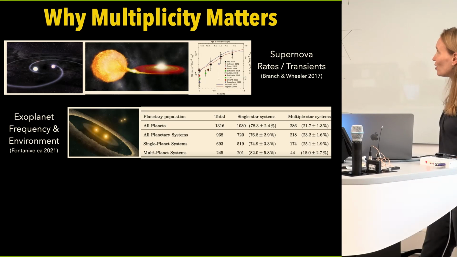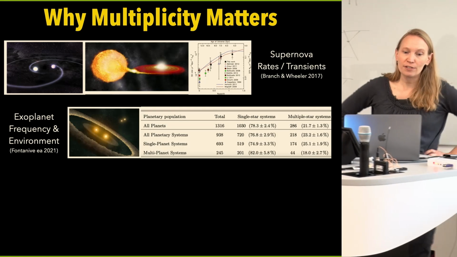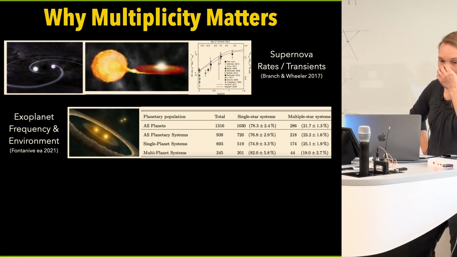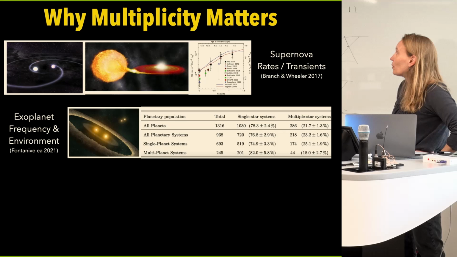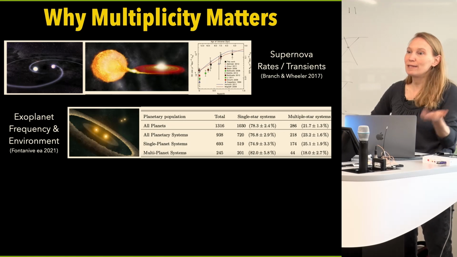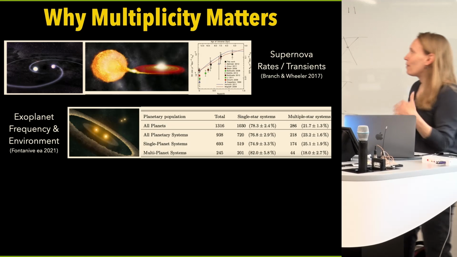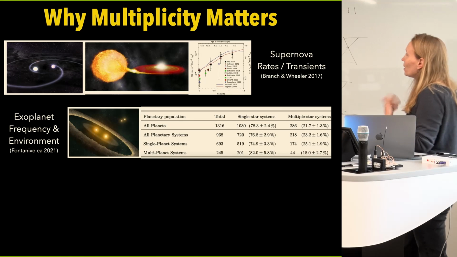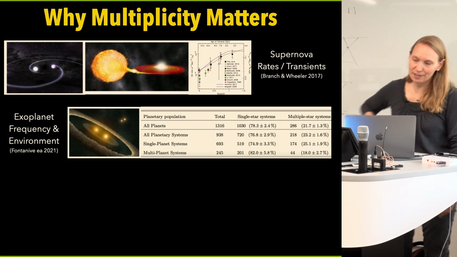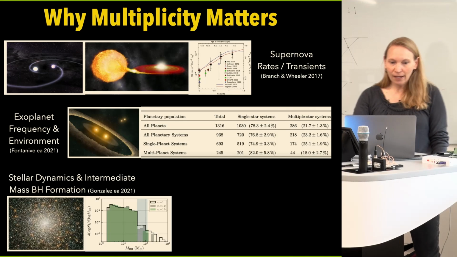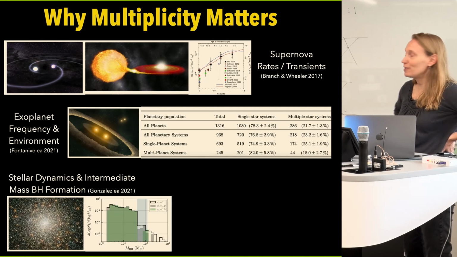If you care about exoplanets and exoplanet architectures, there's some evidence that the distribution of planet properties depends not only on the host star, but varies between single and multiple star systems. So in order for us to understand those planets and their properties and even the frequencies of life, we need to understand stellar multiplicity. Of course, if you care about star clusters, multiplicity matters.